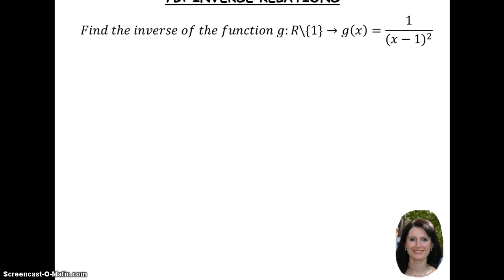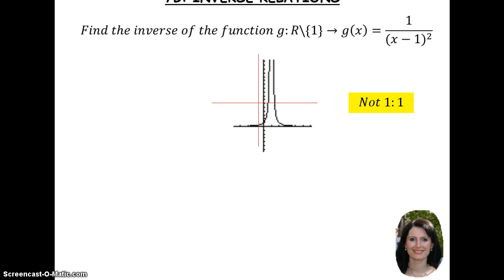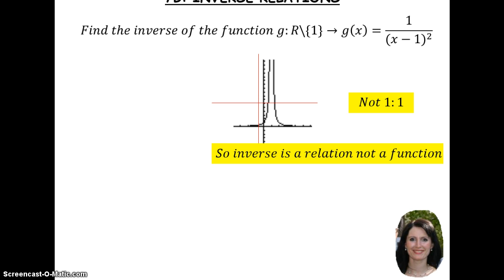Now we want to find the inverse of g, where the domain of g is all real numbers except for 1, and g of x is 1 over (x minus 1) squared. So there is 1 over (x minus 1) squared. Once again, it's not a one-to-one function, so we know that the inverse will be a relation rather than a function. So swap around x and y.